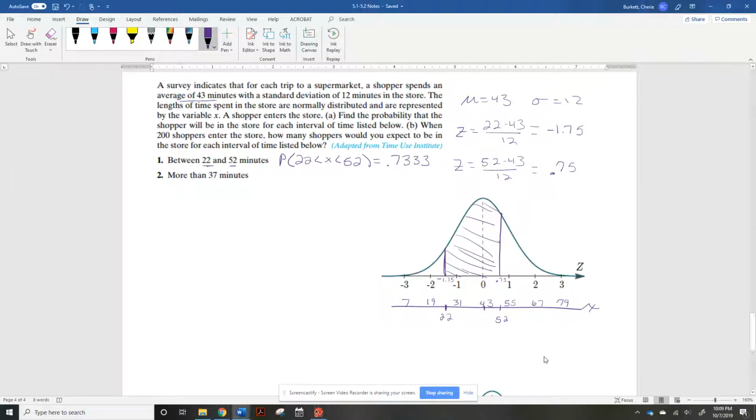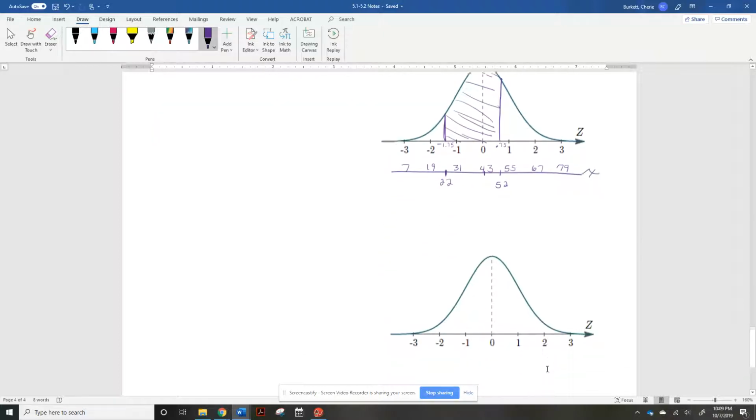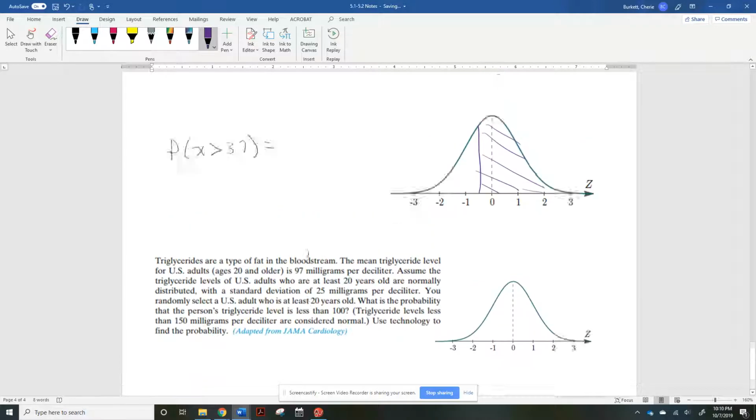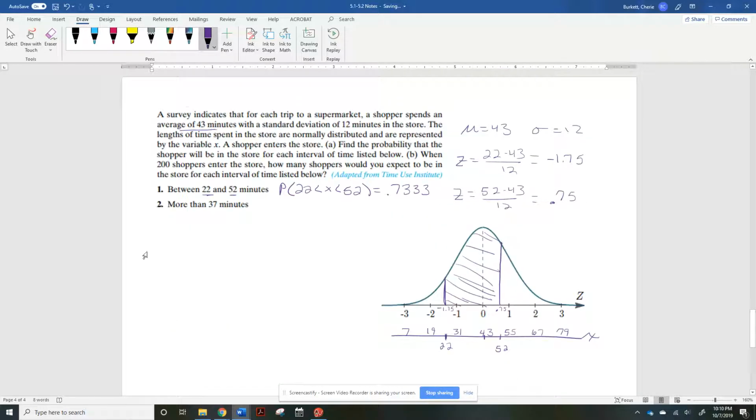And I'm not going to do looking it up. You can do also more than 37. 37 is going to be somewhere right here. So you would do area to the right, the probability that X is more than 37. And this is just another example. So anyway, this is the answer.